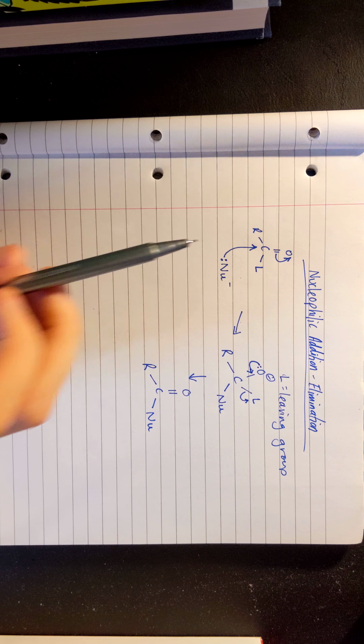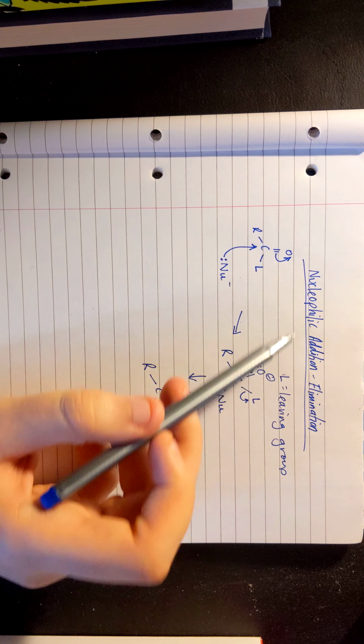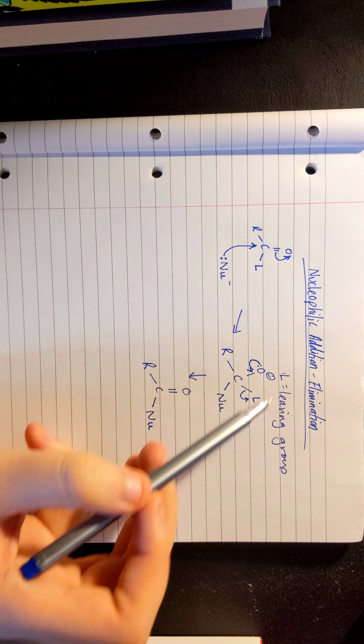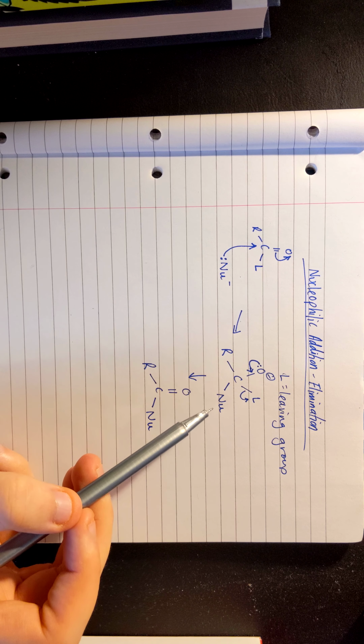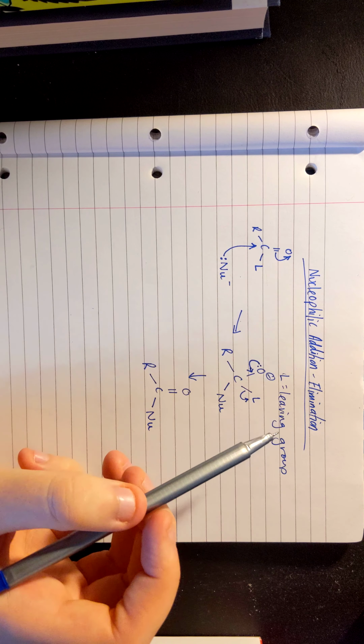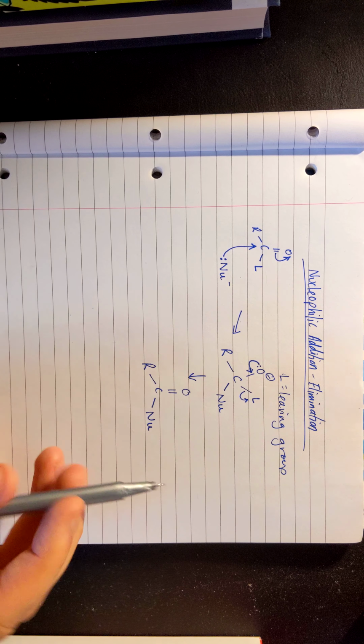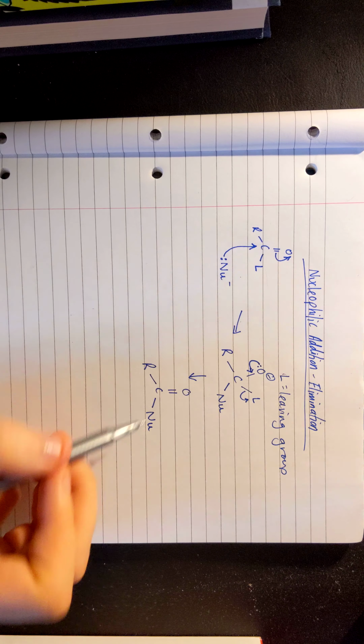So in a sense, it's a form of substitution, but we call it nucleophilic addition-elimination because we have an addition step. We add something to it in our intermediate, and then there's an elimination step. So we eliminate away L, the leaving group, to leave us with our final product.